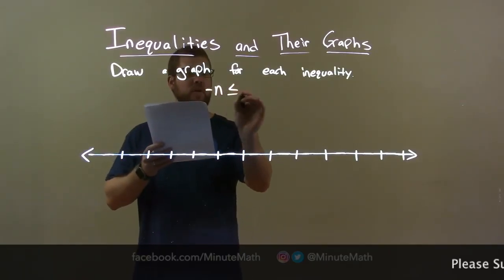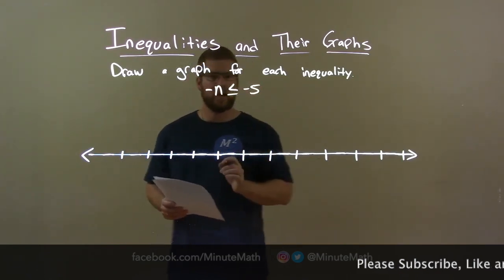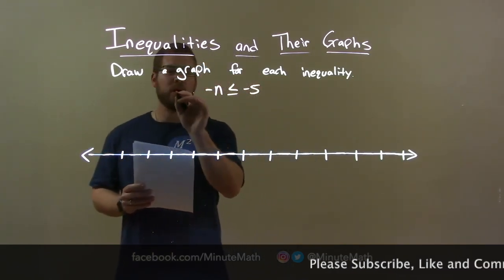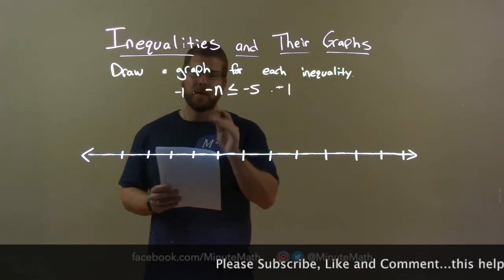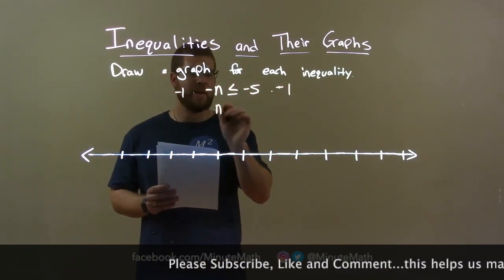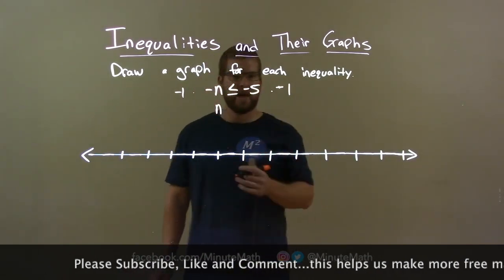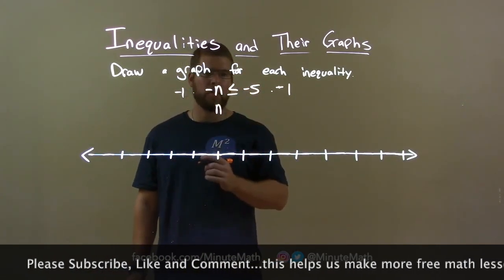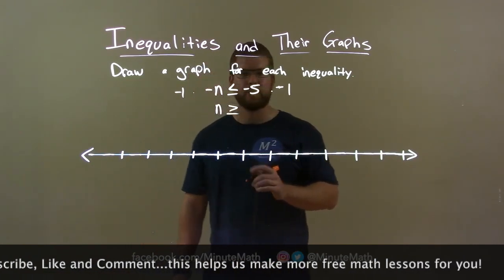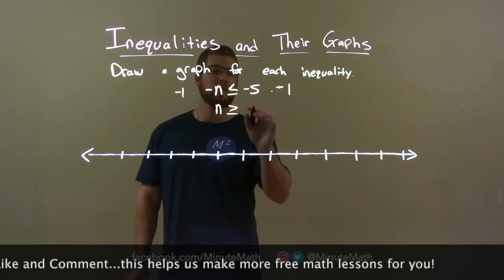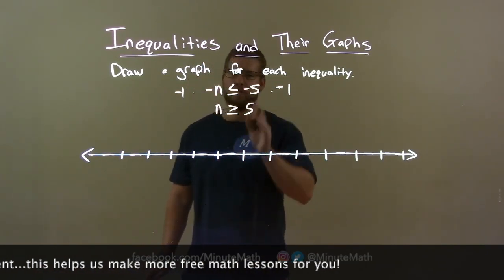-n is less than or equal to -5. We want to get n completely by itself. And to do that, I need to multiply both sides by -1. That will eliminate the negative on the left, giving me n by itself. But when we multiply over an inequality by a negative number, we need to flip that inequality. Less than or equal to becomes a greater than or equal to sign. -5 times -1 is a +5. So now we have n is greater than or equal to +5.